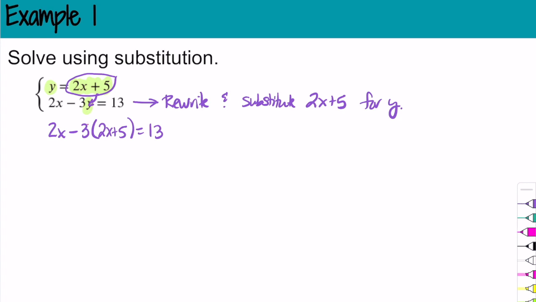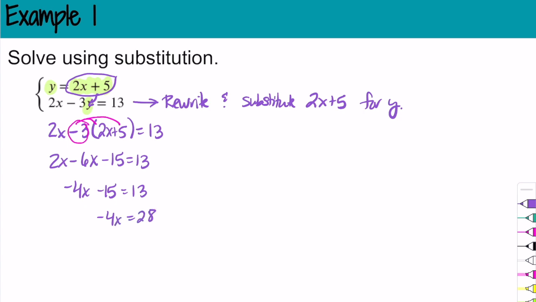Keep in mind, we need to distribute, but when we distribute, we're distributing the negative 3. So we get 2x minus 6x minus 15 equals 13. 2x minus 6x is negative 4x minus 15 equals 13. If we add 15 to both sides, we get negative 4x equals 28. And if we divide both sides by negative 4, we get x equals negative 7. Again, we're only halfway there. We need to find y.